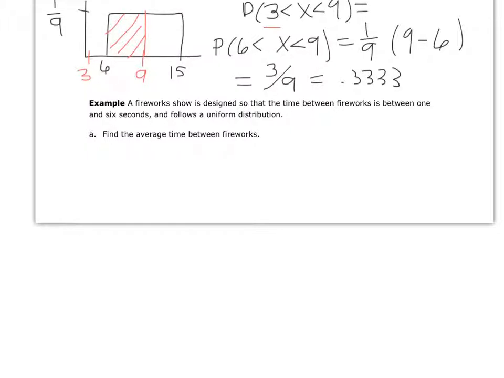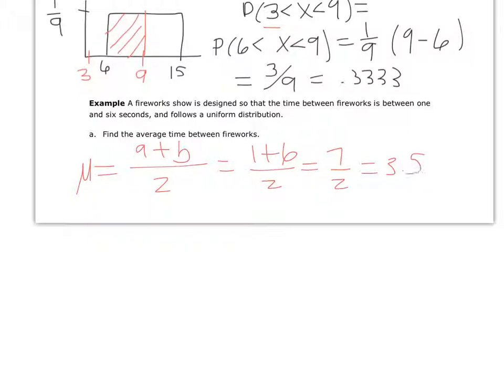So going back to that mean value. Just a reminder, we're going to take A plus B, the min and the max, add those together and divide by 2. It really is just an average. So we get 1 plus 6 over 2, 7/2, or 3.5 seconds.